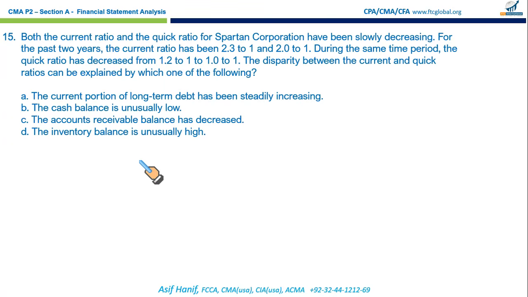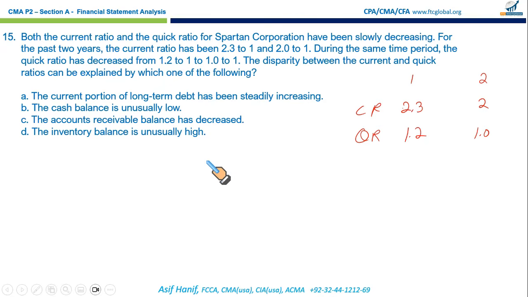Both the current ratio and the quick ratio of Spartan Corporation have been slowly decreasing. For the past 2 years, the current ratio has been 2.3 to 1 and 2 to 1. During the same period, the quick ratio, QR for short, has gone from 1.2 to 1 to 1.0. The question says the disparity between the current and quick ratios, there is a gap of course, can be explained by which of the following.